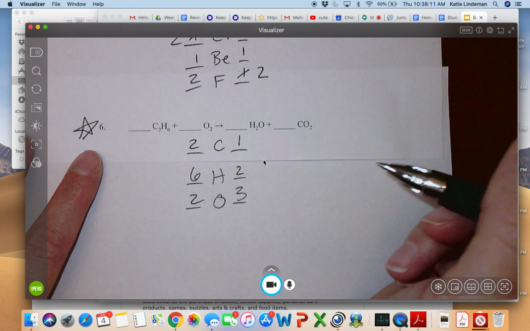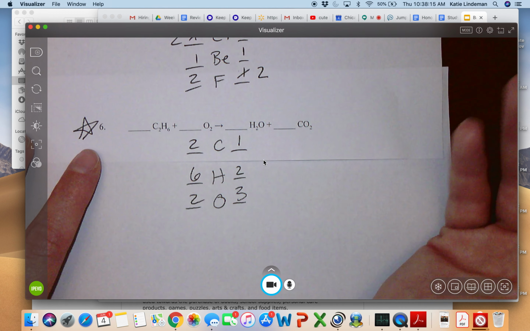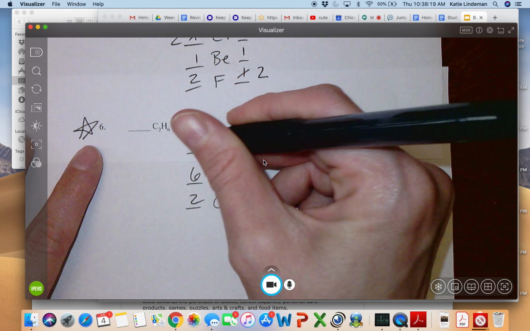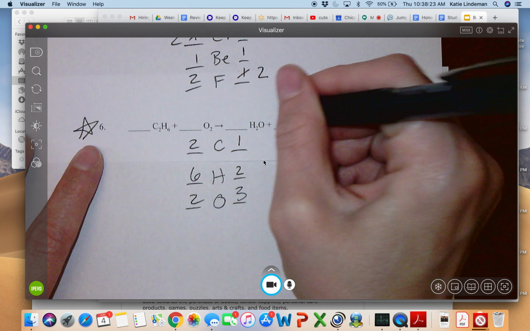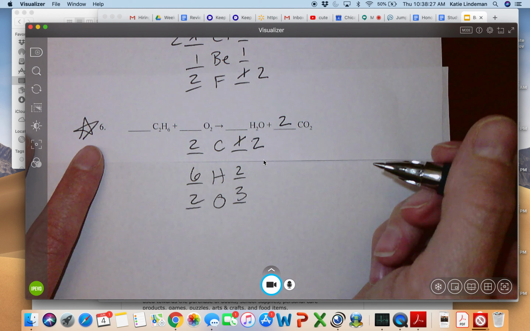And whenever you're doing this, you want to focus on the atom that you're balancing and no other atoms. Okay, the other atoms just don't really matter at this point. So first I'm balancing this. In order to do that, I need to multiply this by 2. So I put a 2 here. And that gives me 2 carbons.